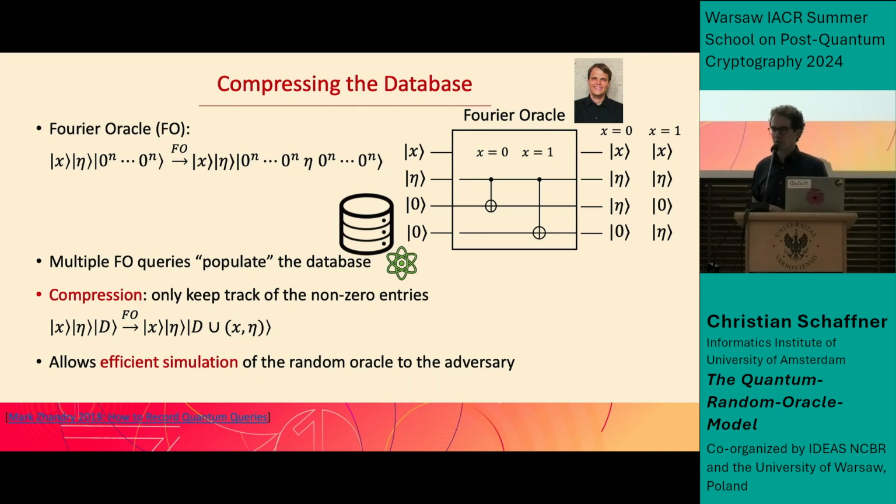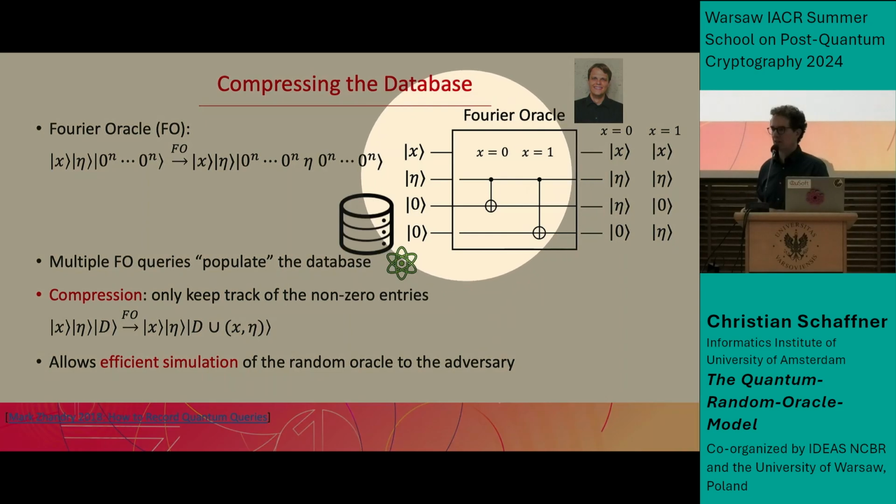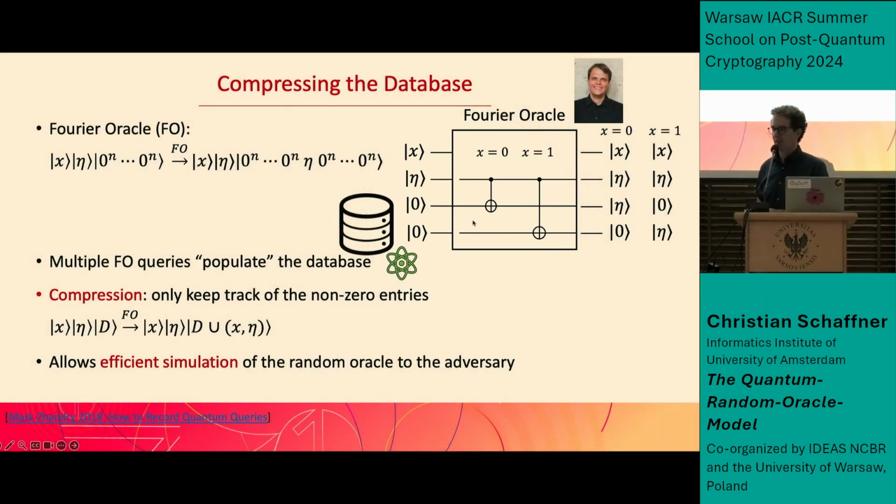And in fact, this now finally allows for an efficient simulation of the random oracle to the adversary. This is really what corresponds to the random sampling, or the lazy sampling, I showed before. So setting it up that way allows you to simulate a random oracle towards the attacker, and even learn how the attacker interacts with this database.